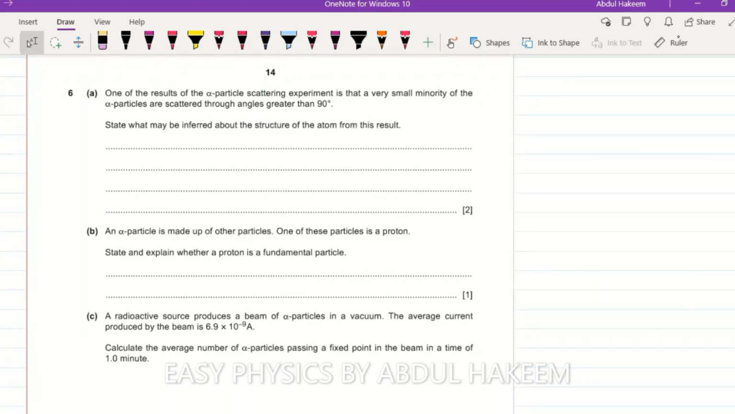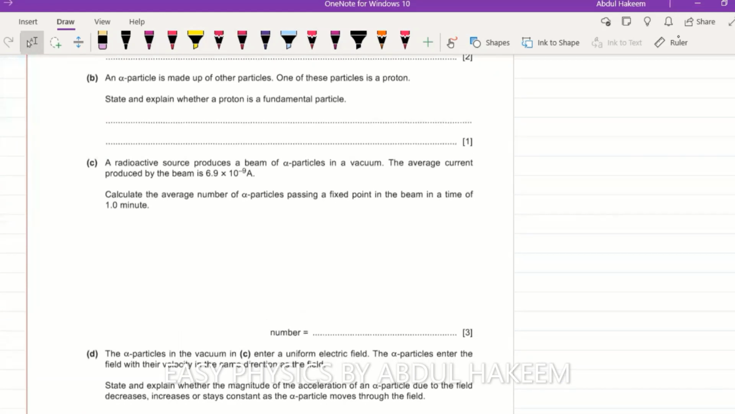An alpha particle is made up of other particles. One of these particles is proton. State and explain whether the proton is fundamental. No, it's not fundamental because the proton is made up of quarks. 2 up, 1 down.